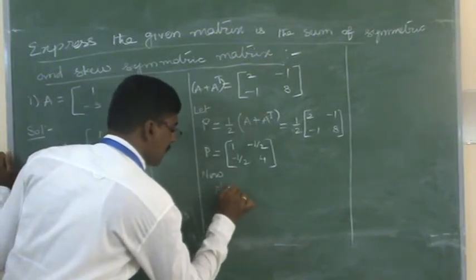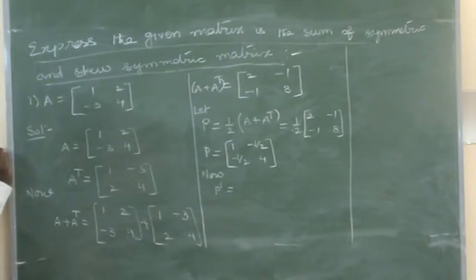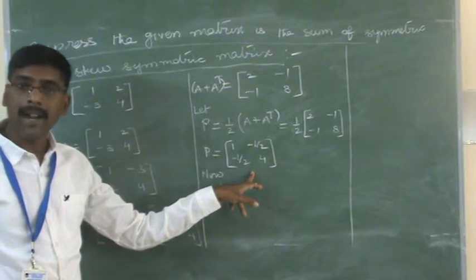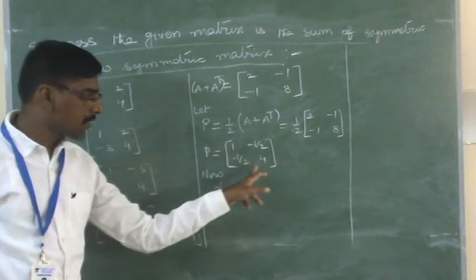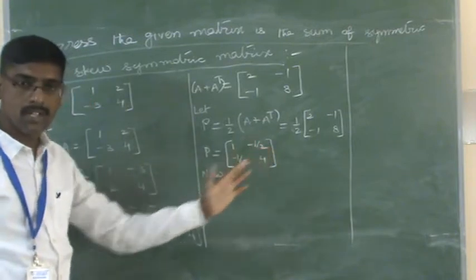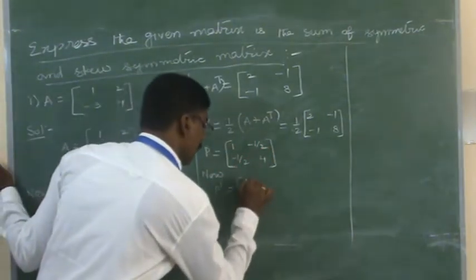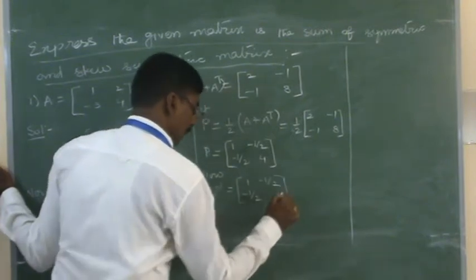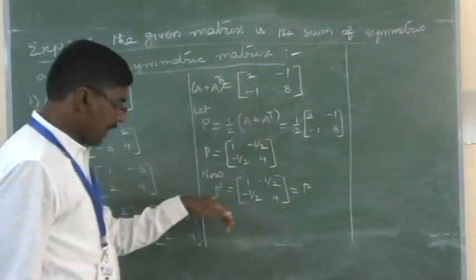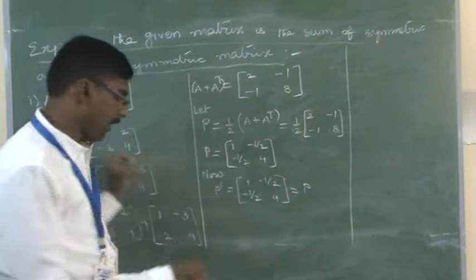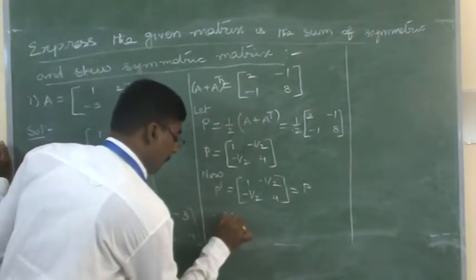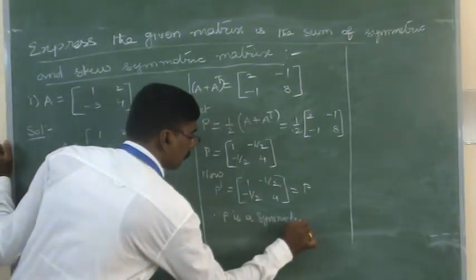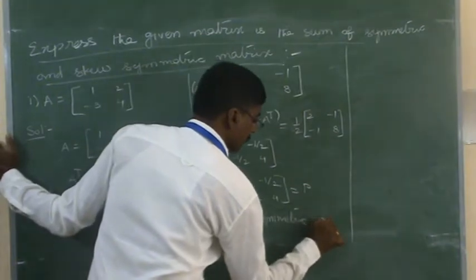Now find out what is transpose of P. Already we know that P is a symmetric matrix. We interchange rows to columns and columns to rows, and we will get the same answer. The value can be written as 1, minus 1 by 2, minus 1 by 2, 4. That is P. See, transpose of P can also be written as matrix P. Therefore, P is a symmetric matrix.